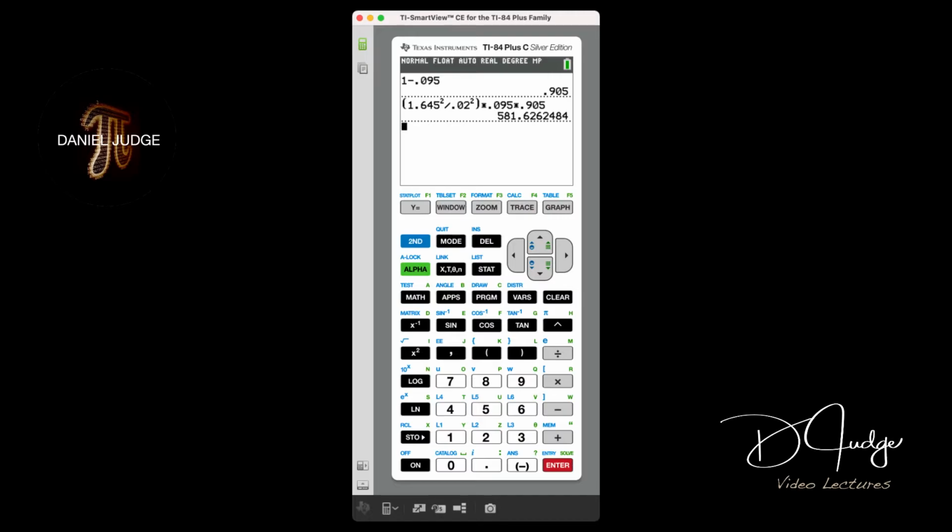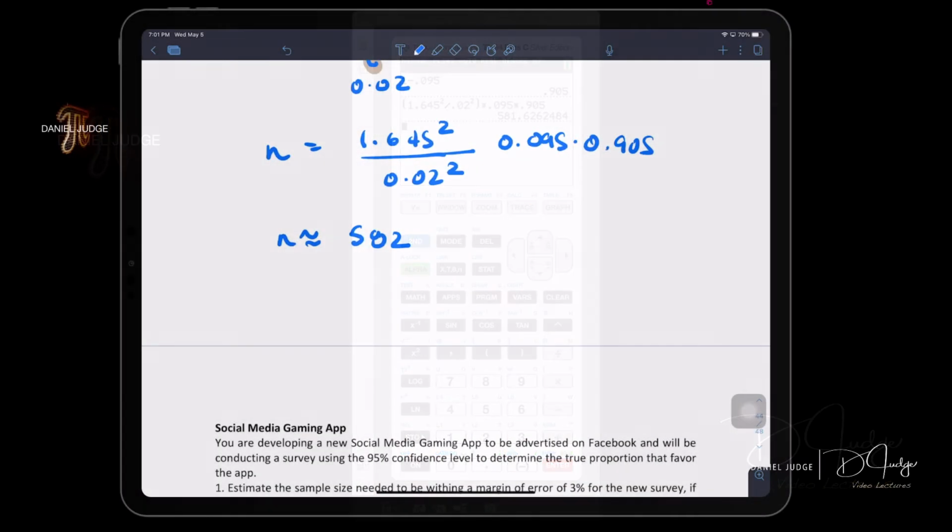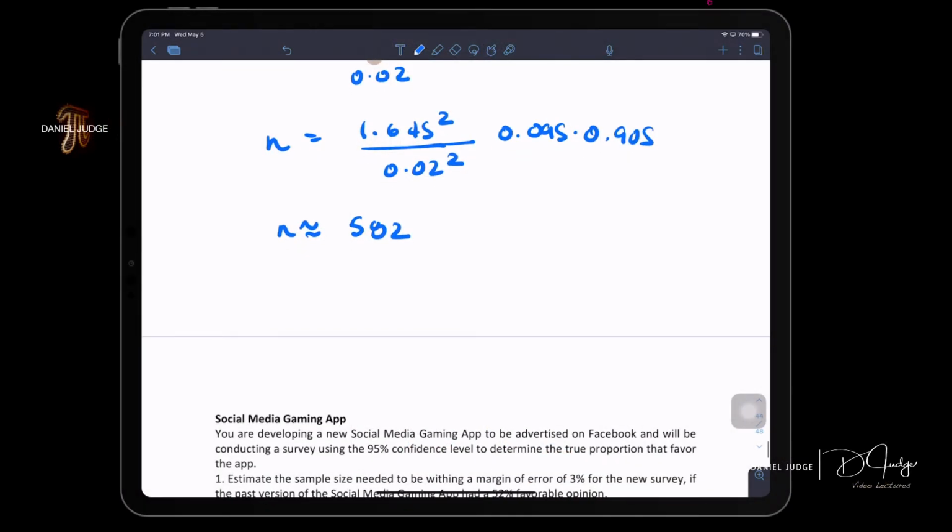Ones position. The 1 is in the ones position. The digit to the right is a 6. That means add 1 to 1, and this is going to be 2 there. So it's 582. Now, this is the minimal sample size needed, and this is how they write the answer.